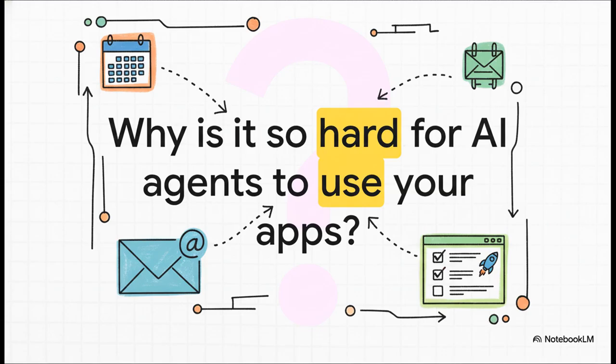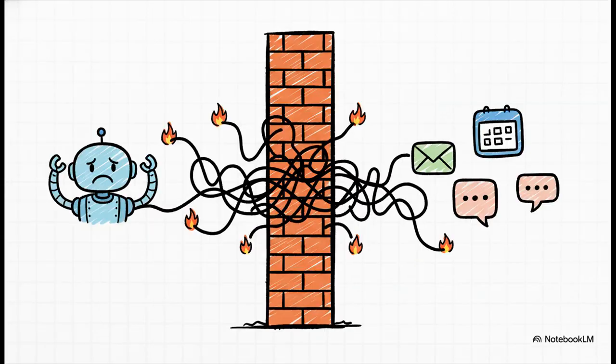So let's start with a really basic question. If you've ever tried to build something with AI, you know this pain. How does an AI agent actually do stuff? How does it get into your calendar to schedule a meeting or check your email or update your CRM? It always hits a wall. And that wall has a name. Developers call it the integration wall.